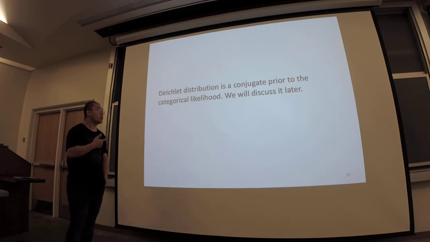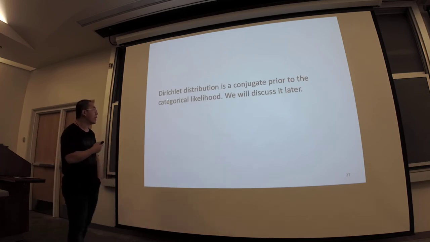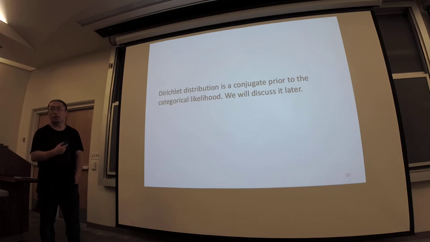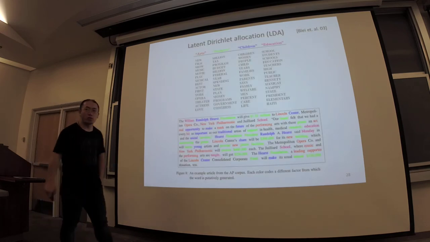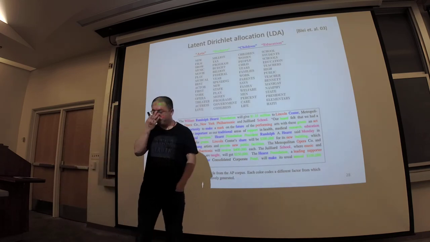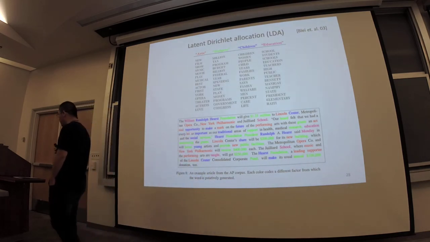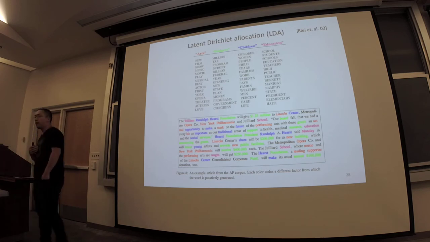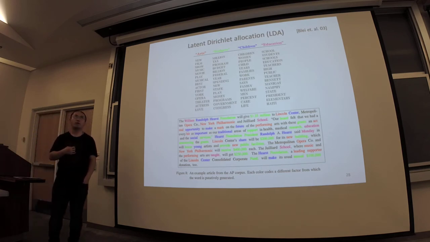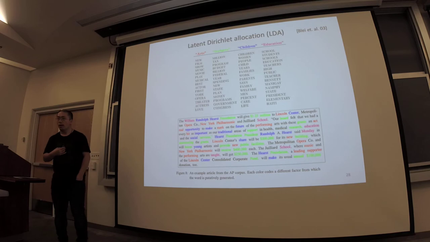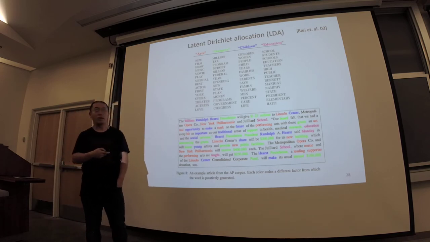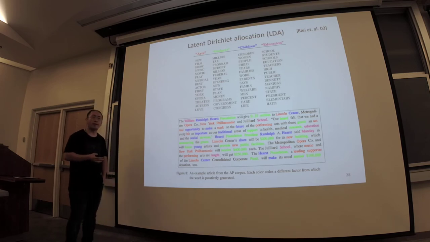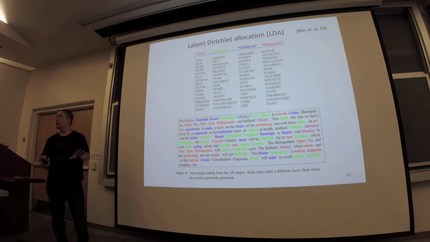The Dirichlet distribution is a conjugate prior to the categorical likelihood, and we'll discuss that later as well. And what is the usage of the Dirichlet distribution? About 15 years ago, there was a very popular model called Latent Dirichlet Allocation, often referred to as topic models. They are very useful, and until now, very, very useful.